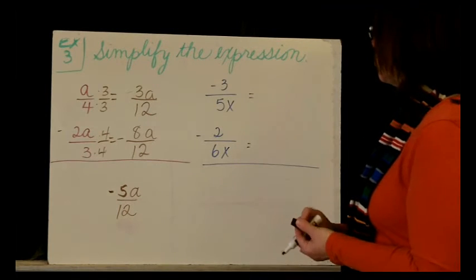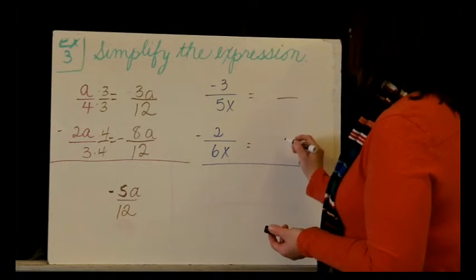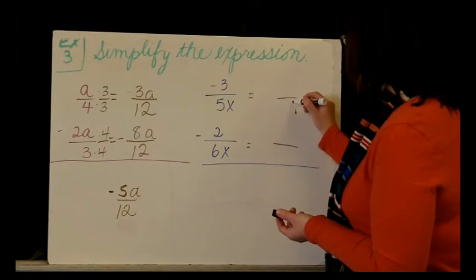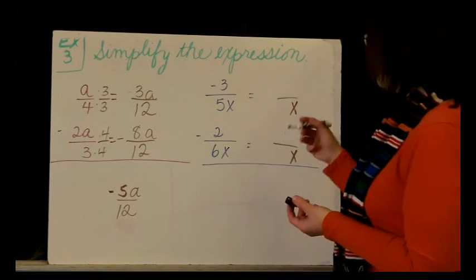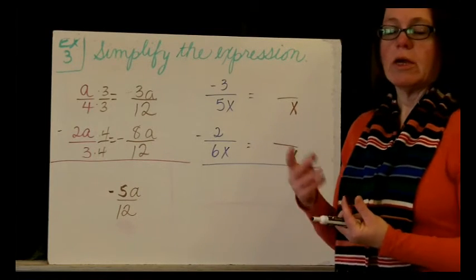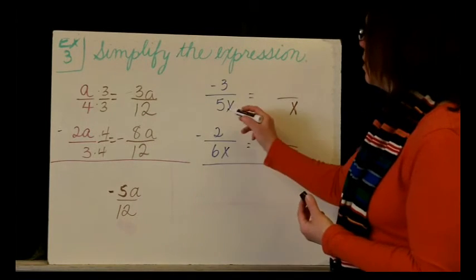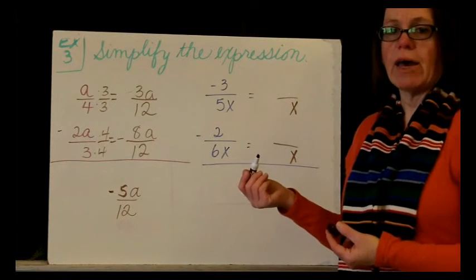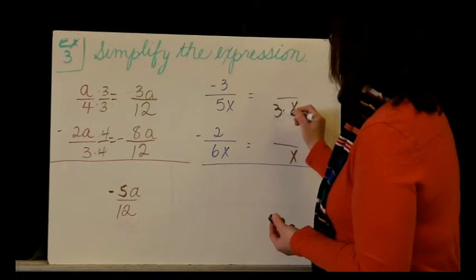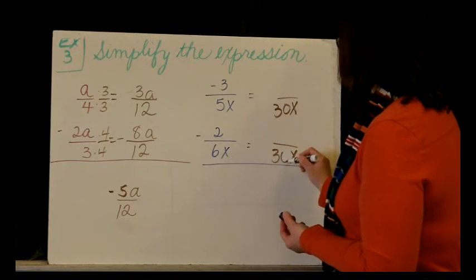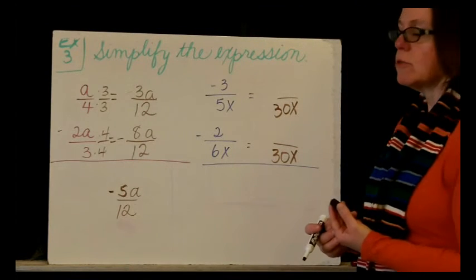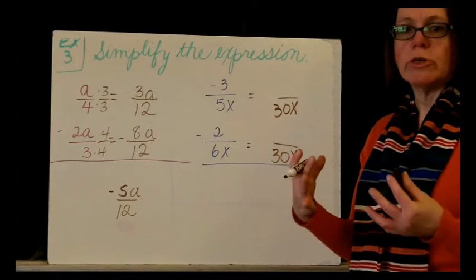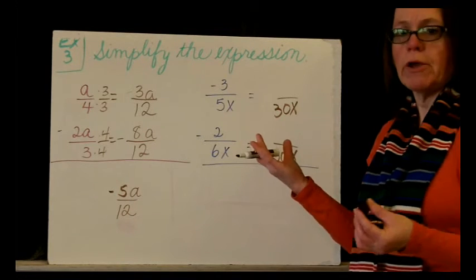Let's do the same thing, only here we have the variable in the denominator. So again, the x will remain in the denominator, and we look only at the coefficients. So 5 and 6. The least common multiple of 5 and 6 is 30. So our denominator is 30x. And as I said before, the steps that we follow don't change just because of the presence of a variable.